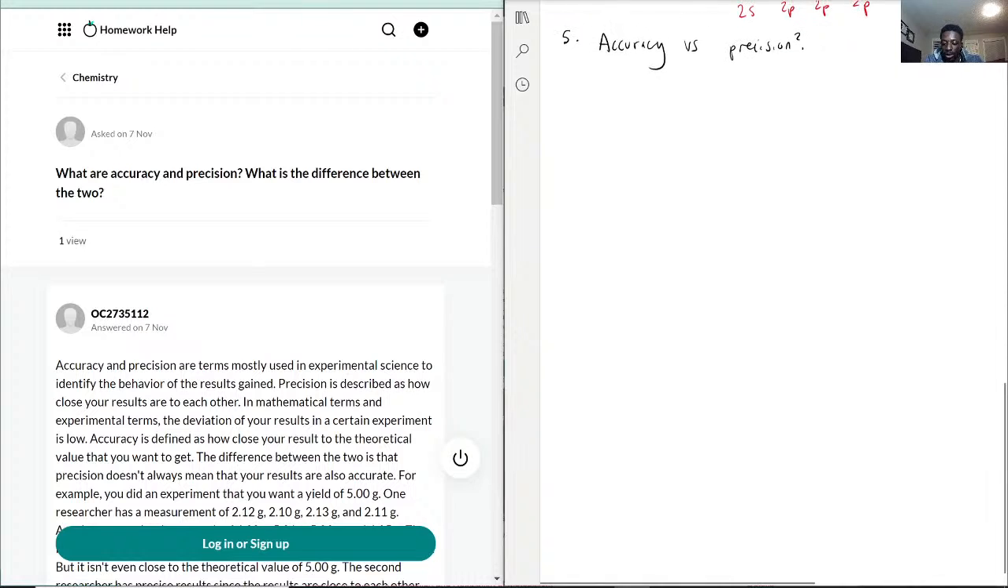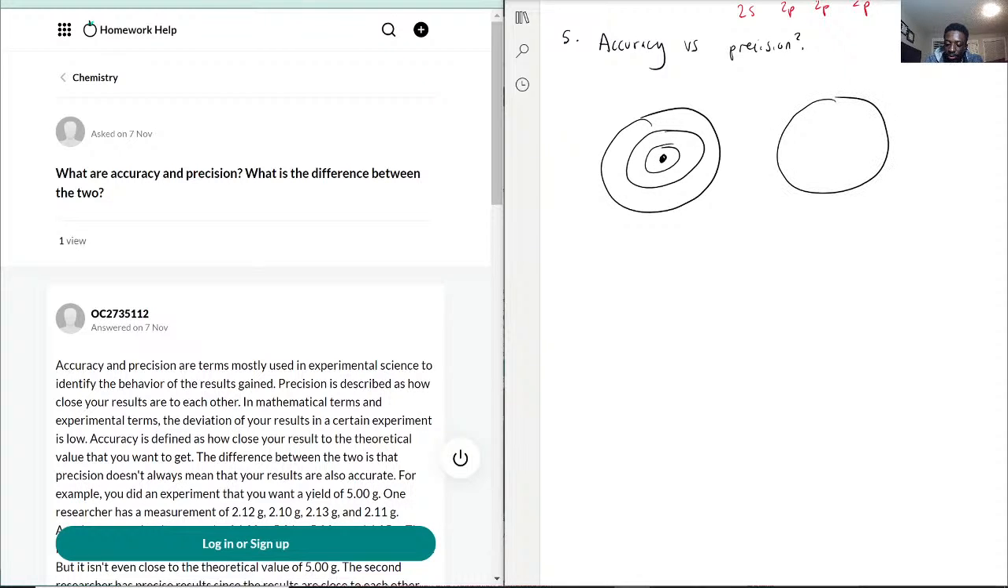So, what is accuracy and what is precision? The way I like to always explain these is by first drawing those targets. I draw two of them because it's easy to distinguish there. Think of the left one as accuracy and the right one as precision, okay?